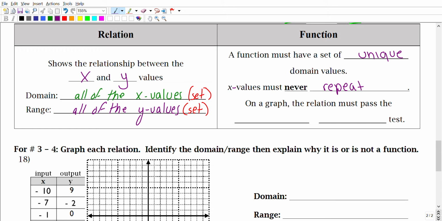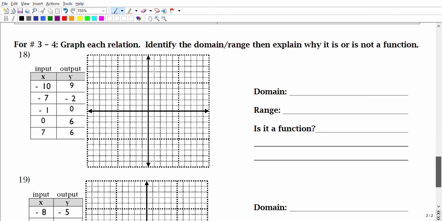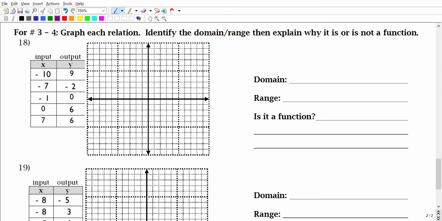Now, on a graph, the relation must pass something called the vertical line test. All that test really is proving is that the function has unique domain values and that they never repeat. So let's go ahead and talk a little bit about graphing these points given the input and output values, or the domain and range values. Then we'll talk about what those domain and range values are and whether or not the following relation will be a function.